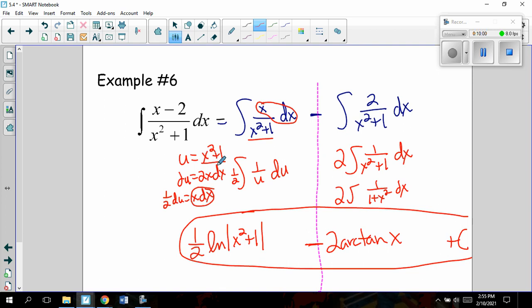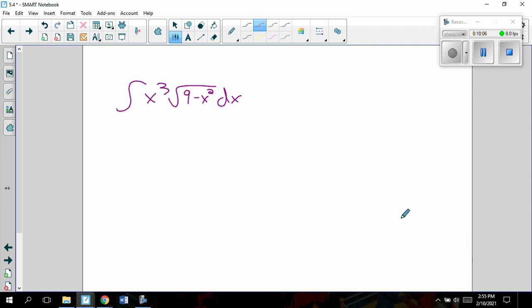Okay, so this is definitely a new strategy that we did not talk about yesterday. Okay, let's try one more. We'll call this example 6A, because I made it up here. Example, it's an E. There we go.